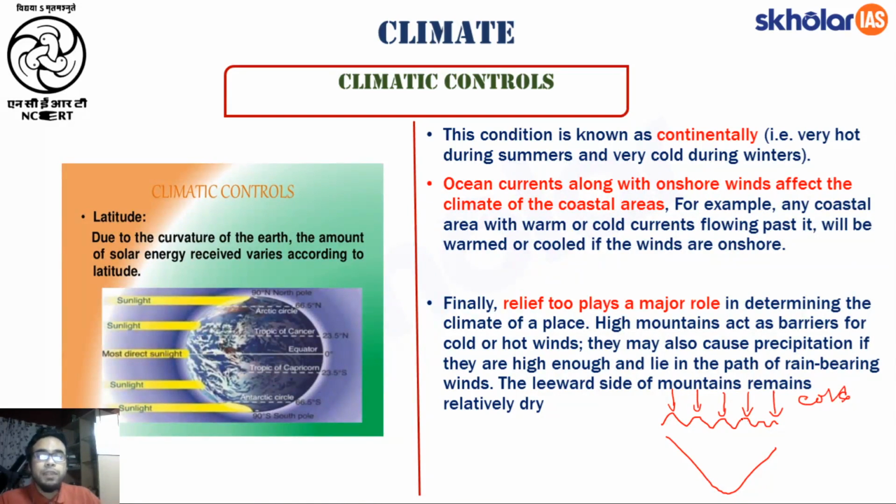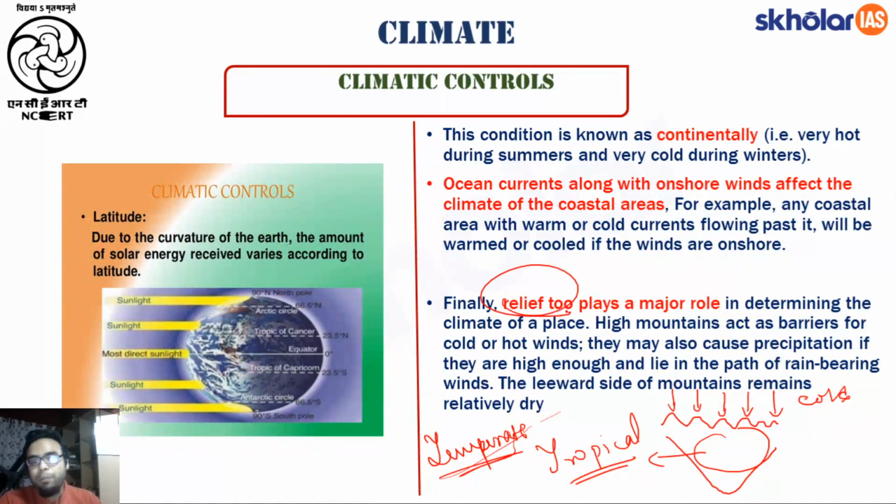And because of this, India as a whole sees what type of climate? It will see a tropical type of climate, right? If suppose the Himalayas were not present, these cold winds would have easily entered India, and what kind of climate would we have seen? We would have seen a temperate climate, right? So this is how relief plays a very important role.